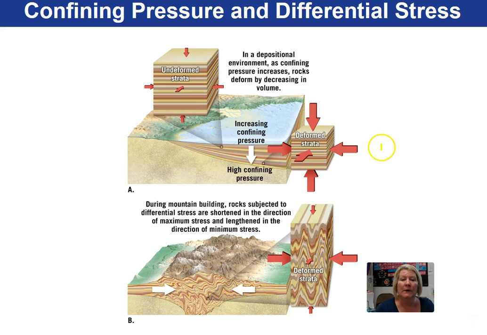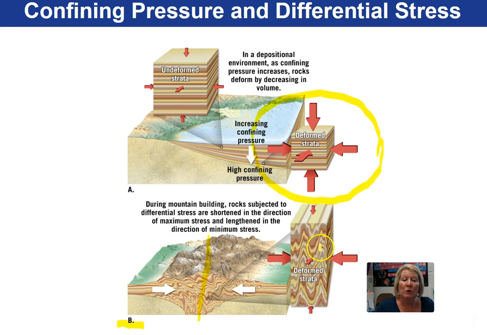This figure is showing an example of strata under pressure. In this case, though, it's confining pressure. Pressure is equal in all directions. In this situation, in B, we have continent-continent collision, and so the primary stress directions are right and left, and you get a shortening in that direction, but an elongation perpendicular to the stress direction.